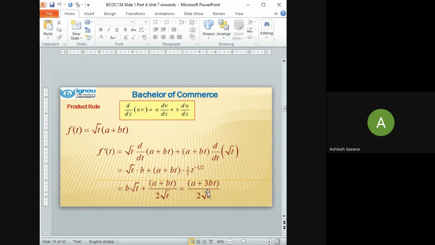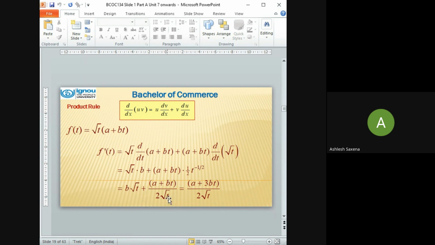Absolutely correct. Now, here under root t is t power 1 by 2. After the derivative, manipulation, we get 1 by 2 t to the power of minus 1 by 2. Exactly. Now this has been brought down. So this is your numerator and this has been brought down. Take the LCM, and you will get the final answer.